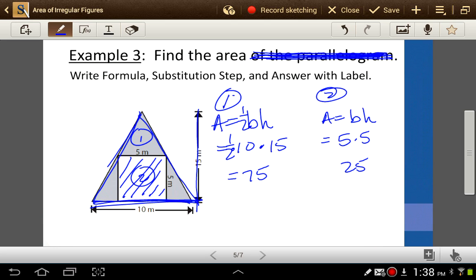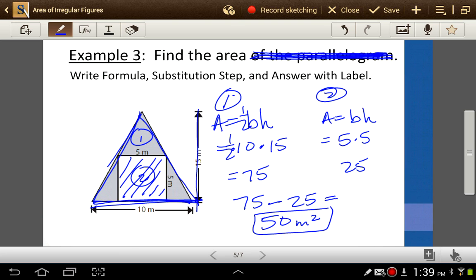Now in all the other examples, I've been adding them together, but this shape is not made up of a triangle plus a square. This shape is made up of a triangle with a square taken out or subtracted from it. So what I'm going to do with the 75 and the 25 in this one is do 75 minus 25, and that is going to give me 50. So my answer to this one is 50 meters squared.